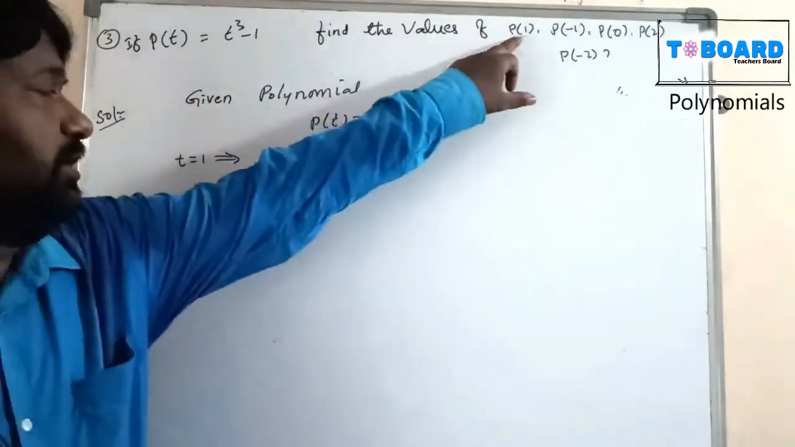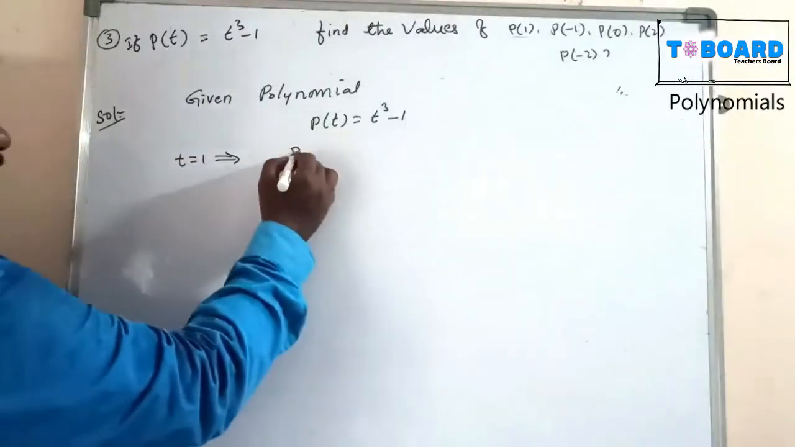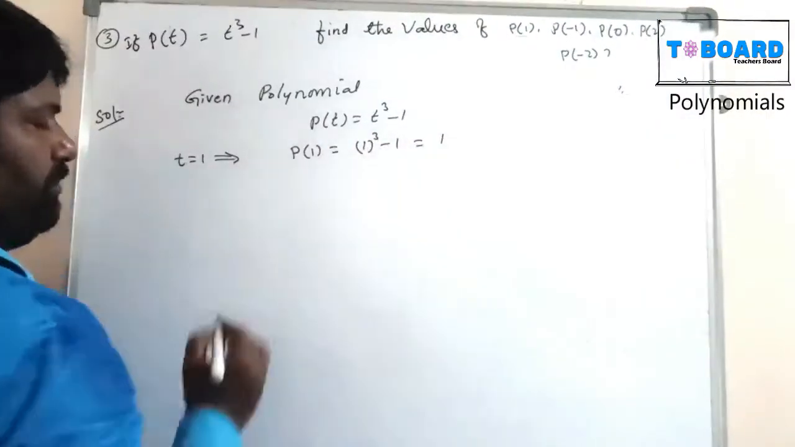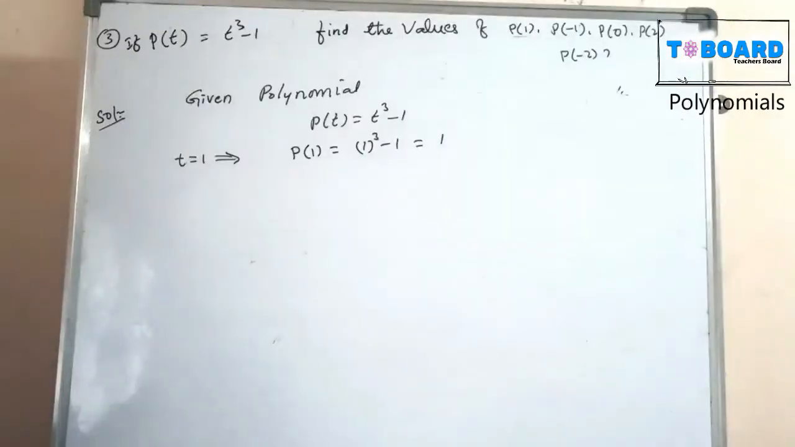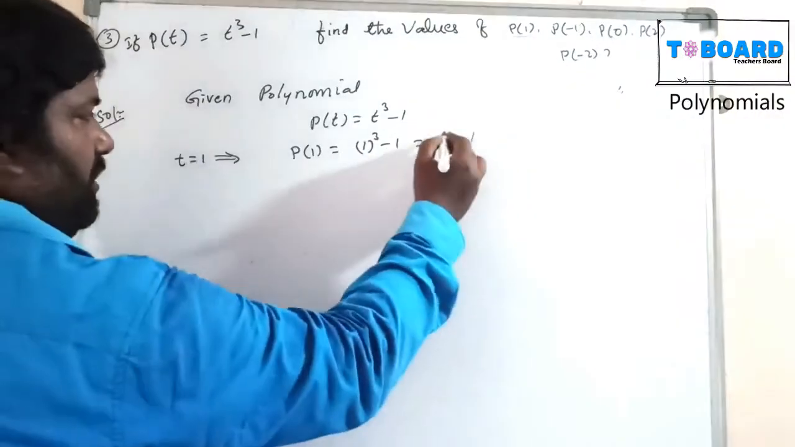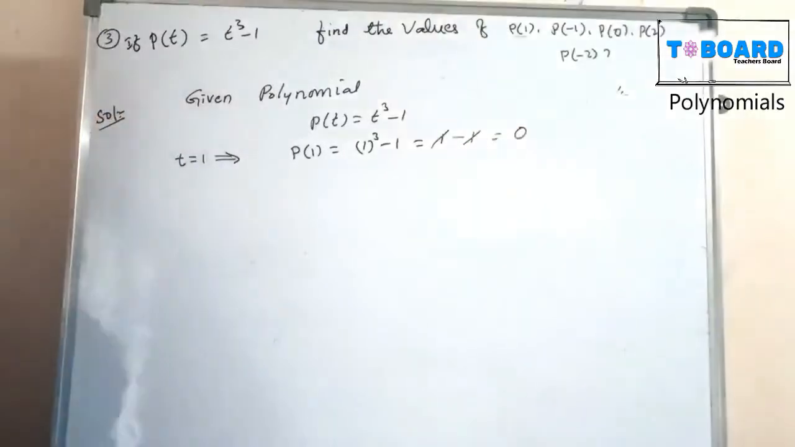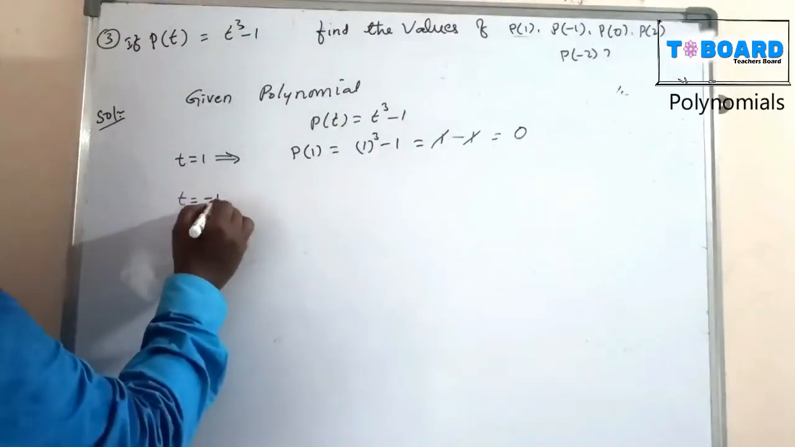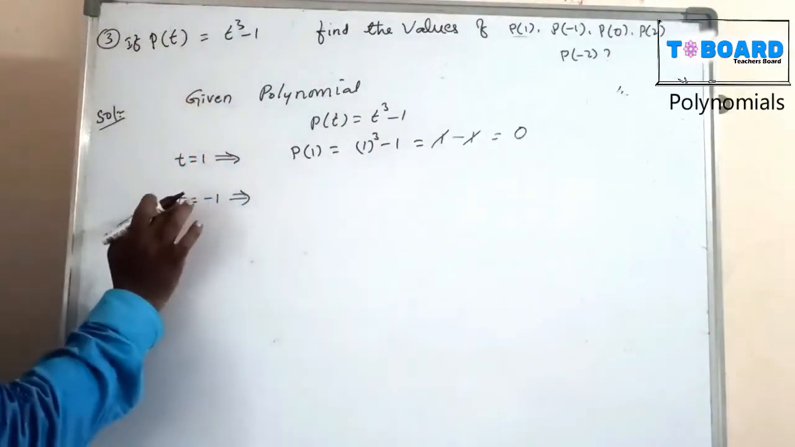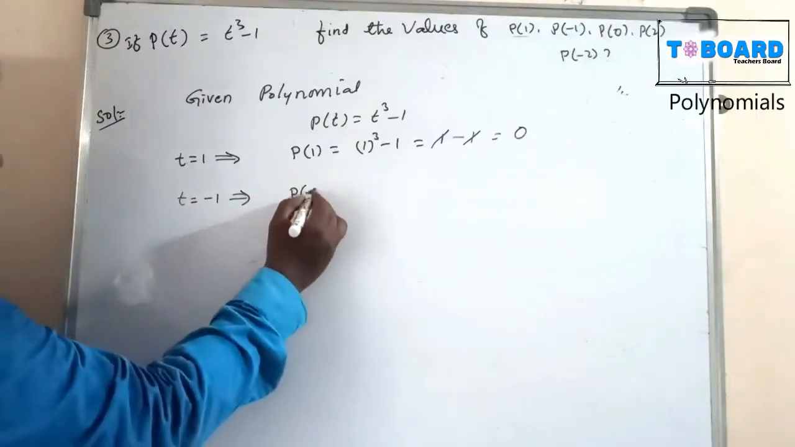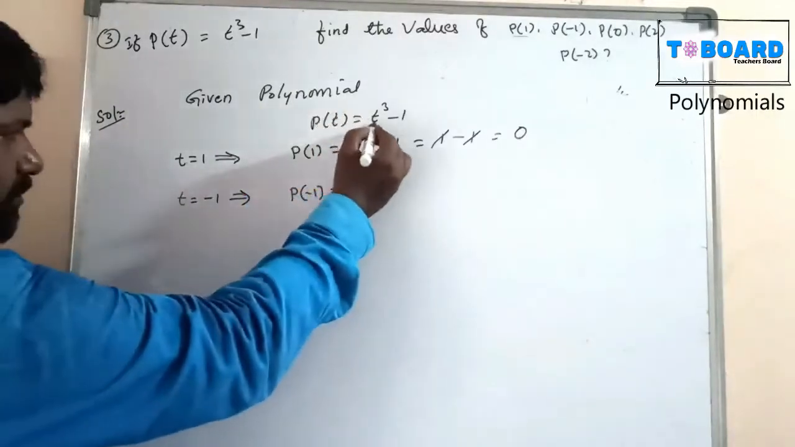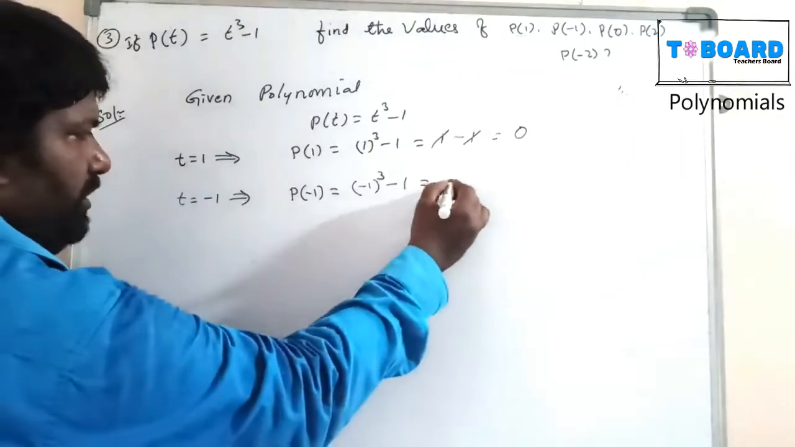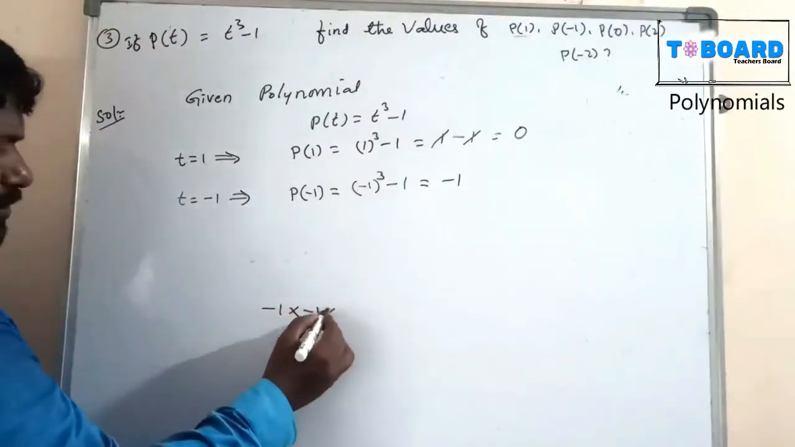P of 1 means t equals 1. P of 1 equals 1 cube minus 1. 1 cube means 1 into 1 into 1, which is 1. Then 1 minus 1 cancels, giving 0. Next, p of minus 1. P of minus 1 means t equals minus 1. Substituting this value in the given polynomial, we get minus 1 whole cube minus 1. Minus 1 whole cube means minus 1 into minus 1 into minus 1.